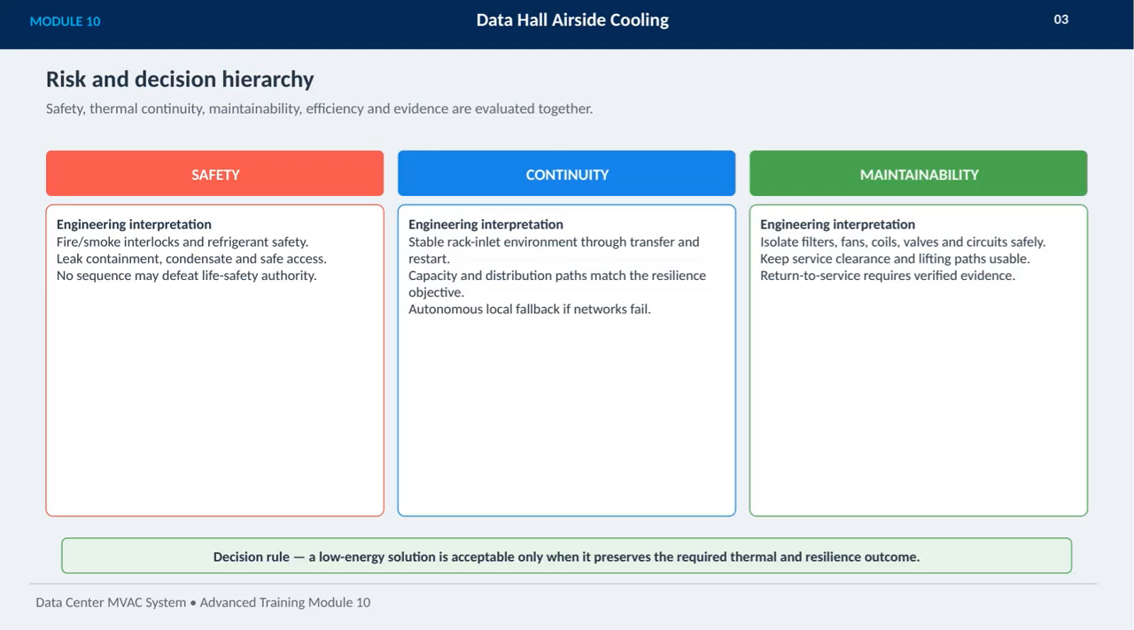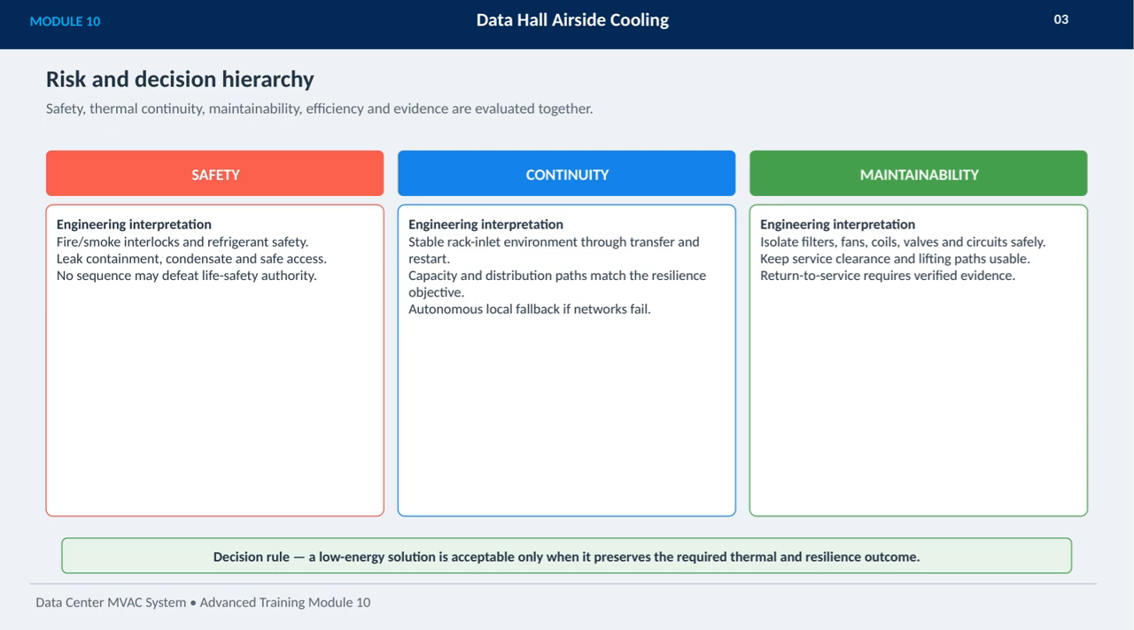This module focuses on Hall Airside Cooling within the Data Center MVAC system. Here, we evaluate several critical factors together: safety, thermal continuity, maintainability, efficiency, and evidence. Starting with safety, we consider fire and smoke interlocks along with refrigerant safety measures. Leak containment, condensate management, and safe access are crucial, and importantly, no operational sequence can override life safety controls.